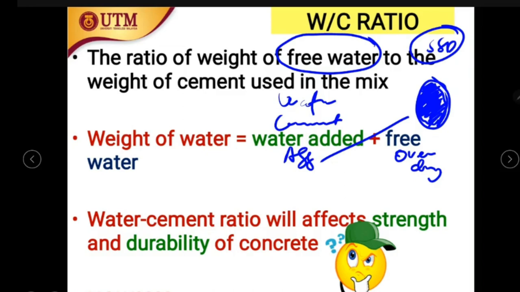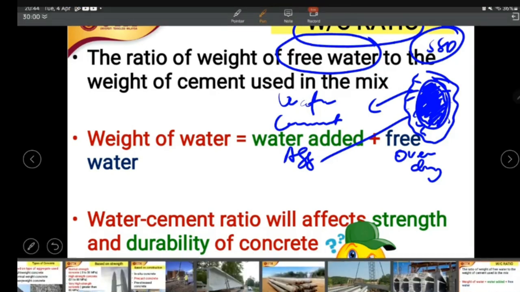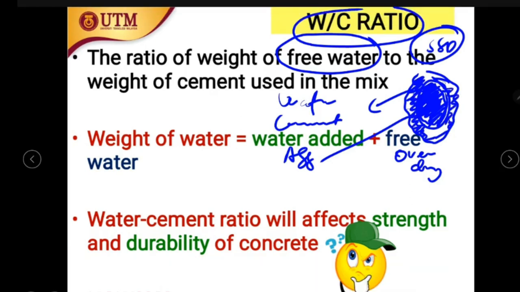So when we put water inside the concrete, the leftover water, the one at the surface of the aggregate, is what we call free water. Sometimes when we mix water with our aggregates, part of the water will be absorbed by the aggregates, and that will affect the water content of our mix. So the free water that we use to design our concrete mix, or for the WC ratio, is only the water that is not absorbed by the aggregates. This water will be fully used for the hydration process.